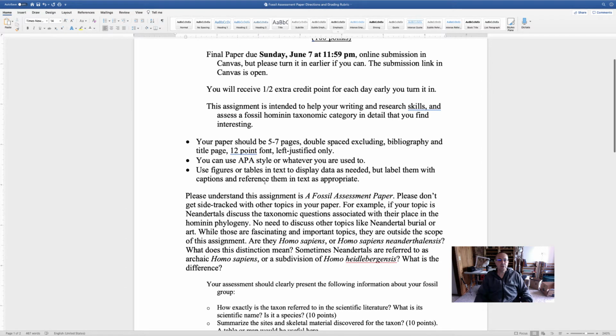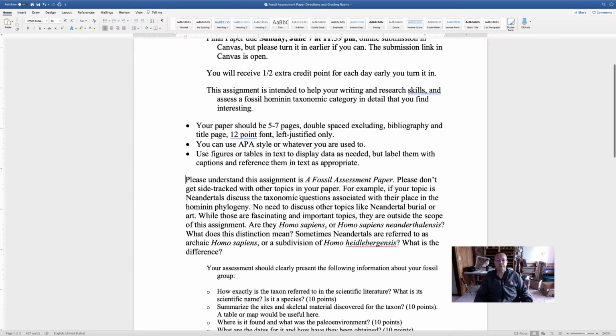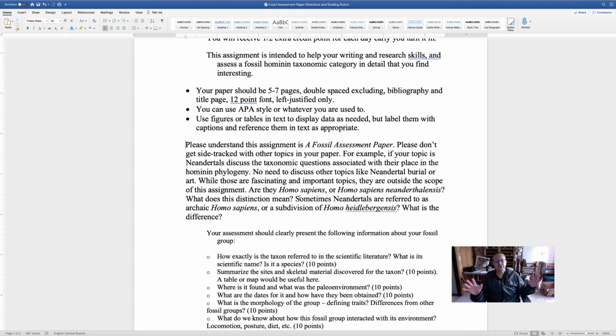If you put in figures or tables, label them in your text. A table caption goes above a table, saying something like Table 1, Neanderthal remains found in Europe, right? Figure captions go below the figure. A figure might be a map of, say, the range of Neanderthals or something. But anyway, those are details you can ask me about later.